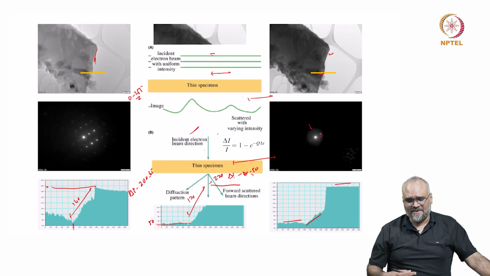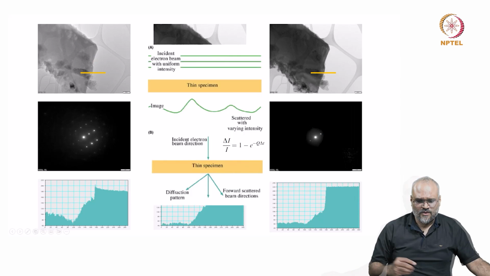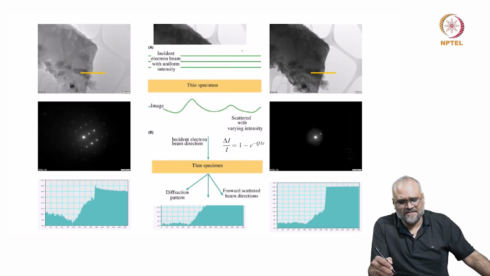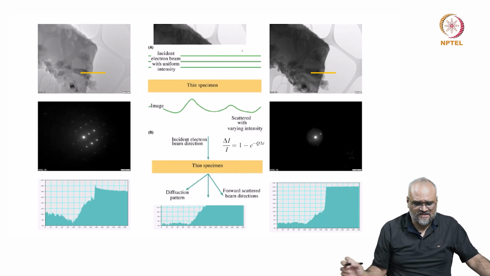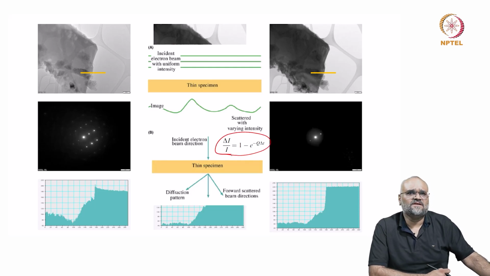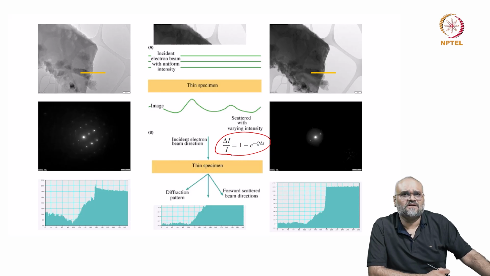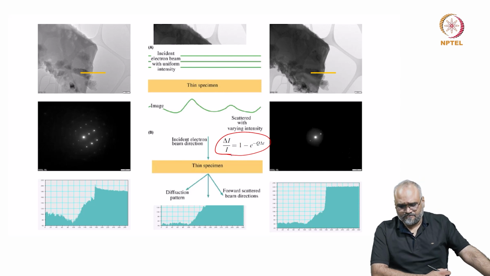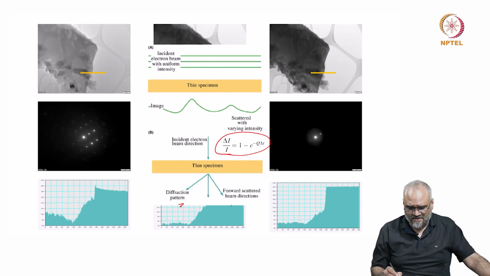So if I summarize, what we have seen here is that when an incident electron beam with more or less uniform intensity is incident on a specimen, you obtain images with varying intensity, and this intensity can be quantified in terms of the structure factor or the atomic scattering factor from the Rutherford scattering experiment, or the Rutherford expression for particle scattering, and you can obtain either diffraction patterns or form images from the forward scattered beam.